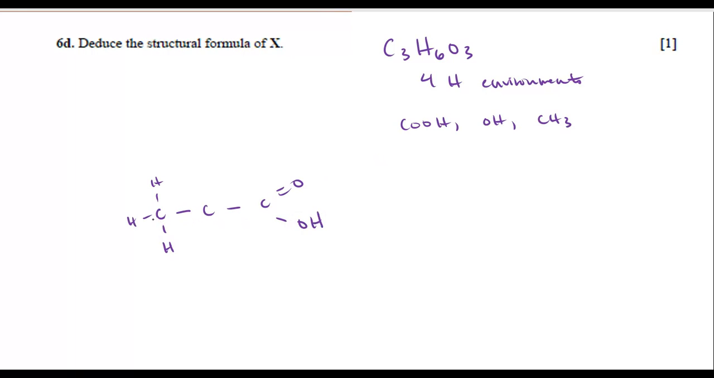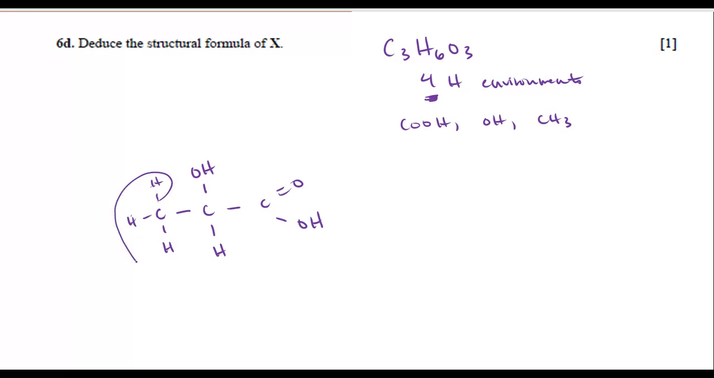Methyl groups also, since they're 1, 2, 3, they have to be on the end. They can't be in the middle. So what's left to go in the middle? Our hydroxyl group and then that last hydrogen. So I think this is probably the structural formula. Let's double check to make sure that we have a match for our 4 hydrogen environments.